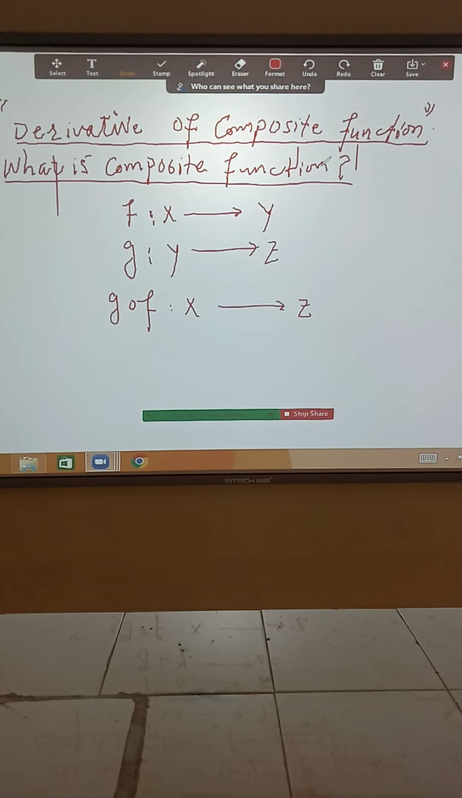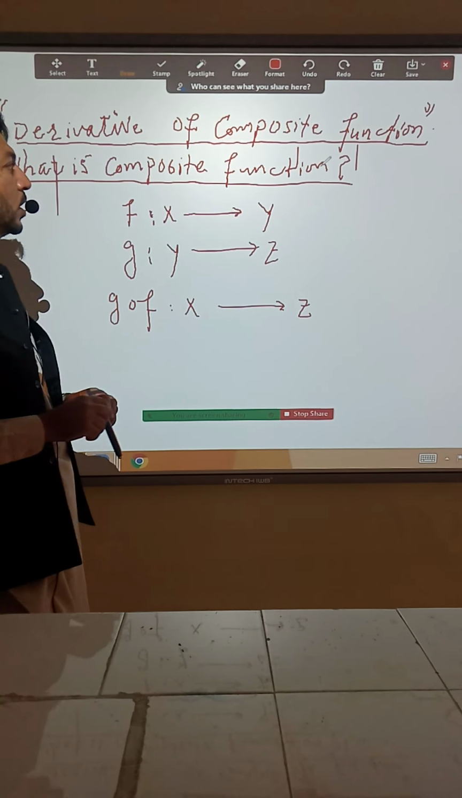Bismillahirrahmanirrahim. Today we will discuss the derivative of a composite function.